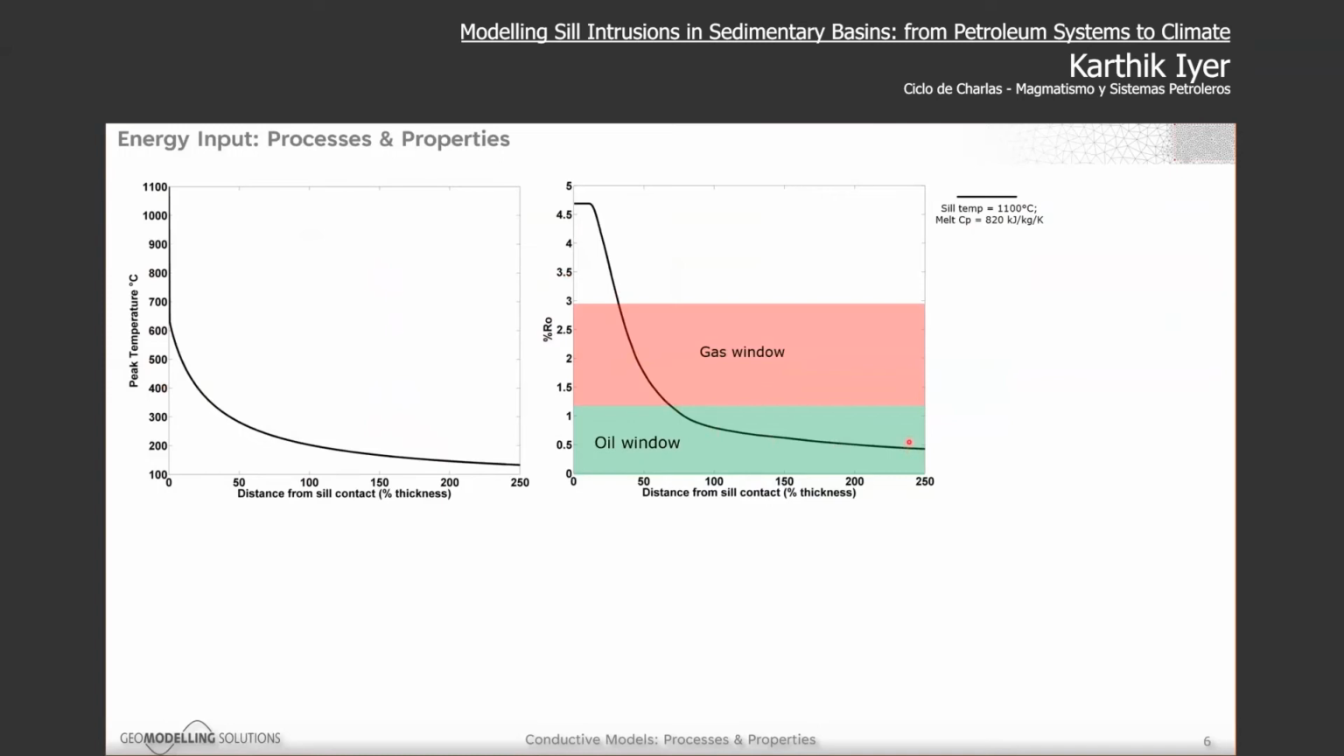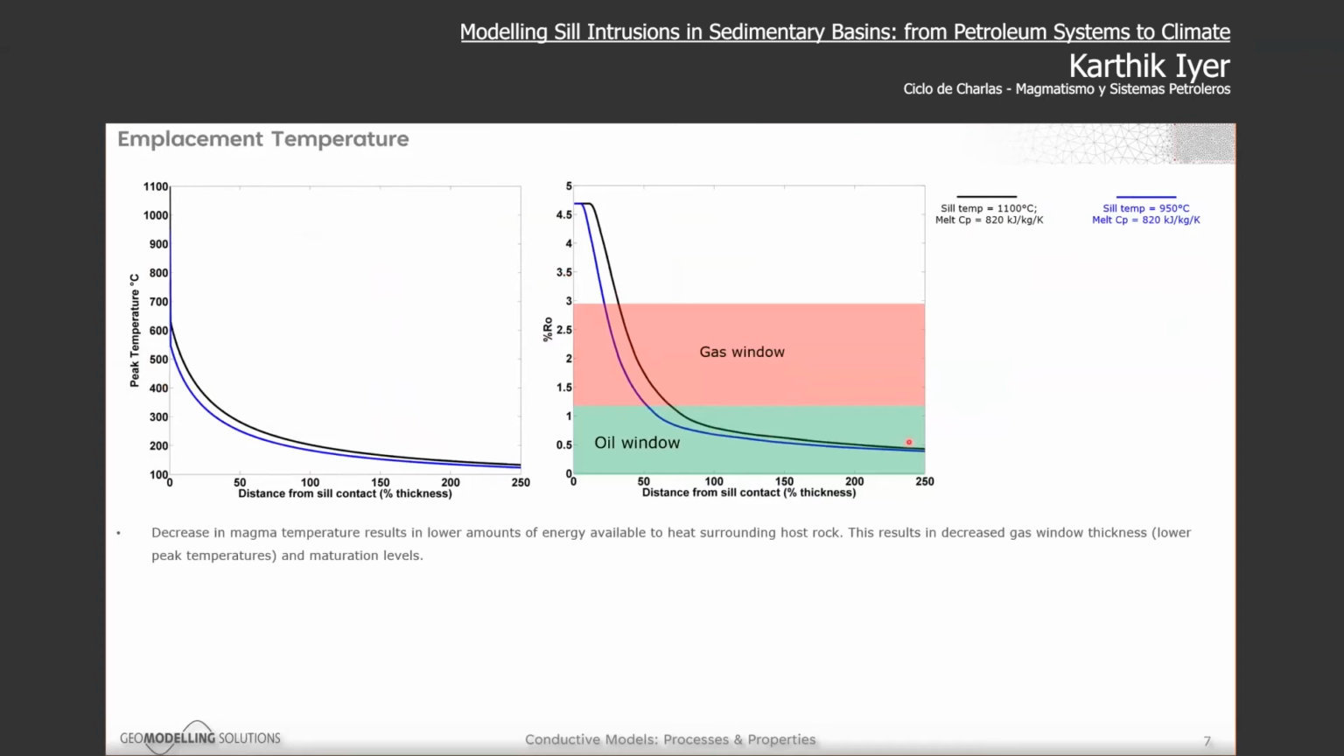So the first obvious thing is, how do you change heat input? Maybe it's not a diabase sill, or even if it's a diabase sill, something has happened to the magmatic system and the energy of the next sill or the third sill is lower. So if you lower the sill temperature, total energy is lower. Therefore, you have low maturity away. Pretty straightforward.